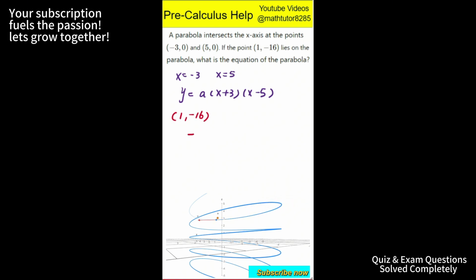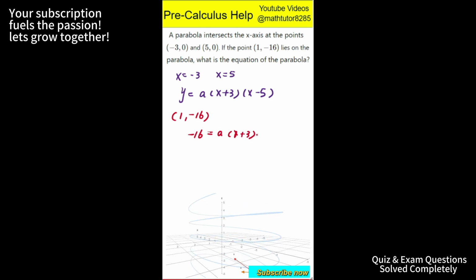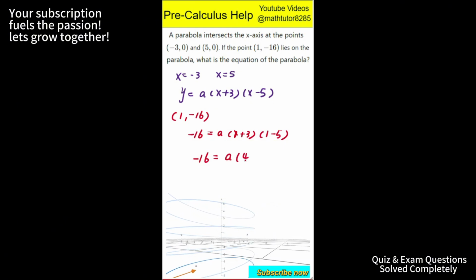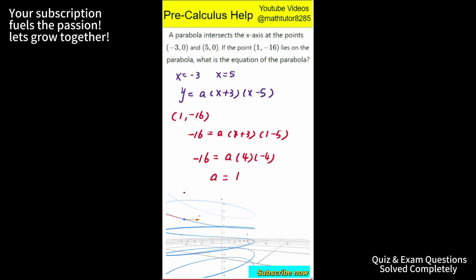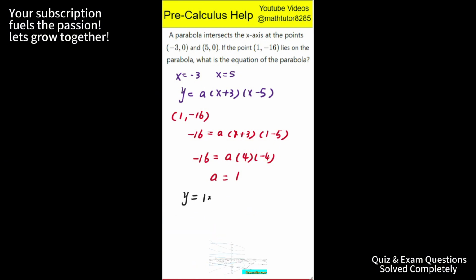We know that the point (1, -16) is on the parabola. That means when x equals 1, y equals -16. Let's plug those into our equation. -16 equals a times the quantity 1 plus 3 times the quantity 1 minus 5. That simplifies to -16 equals a times 4 times -4. Multiplying those gives -16 equals -16 times a. Dividing both sides by -16, we find that a equals 1. Next step is to write the full equation in standard form.